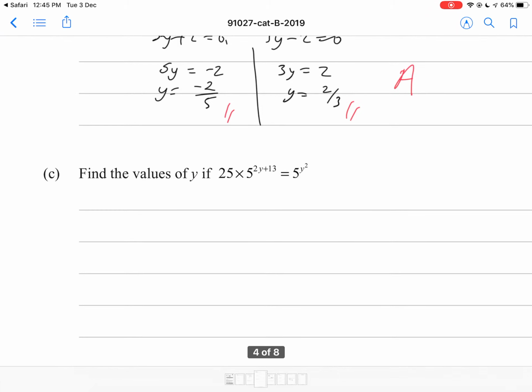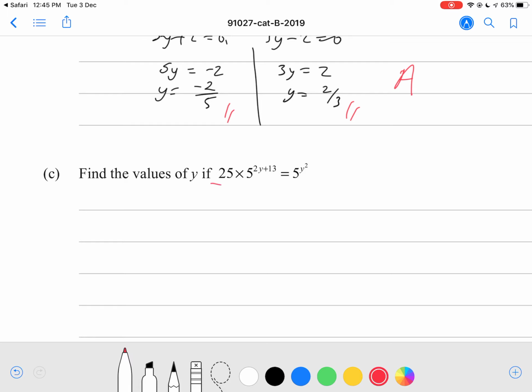Find the values of y if 25 times 5 to the power of 2y plus 13 equals 5 to the power of y squared. So, okay, we want to make everything the same base, and if we make everything the same base, we can remove the base and then solve for a quadratic. So 25 can be rewritten as 5 squared. So we'll do that.